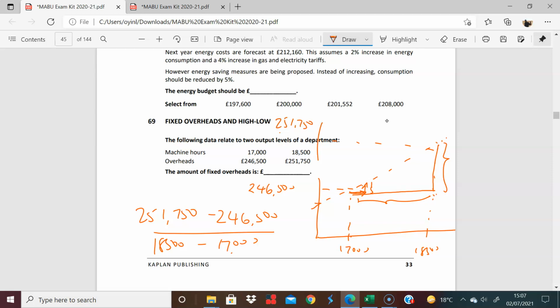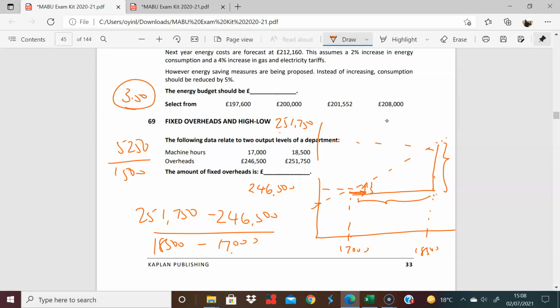So 251,750 minus 246,500 is equal to 5,250, divided by 18,500 minus 17,000, which is equal to 1,500. So divide these two, 5,250 divided by 1,500, that's £3.50. So you have a variable cost of £3.50.